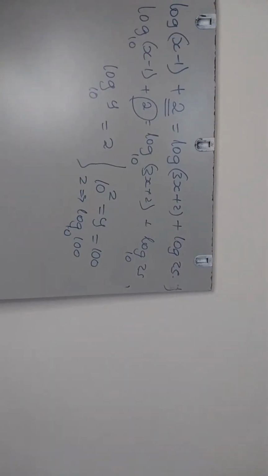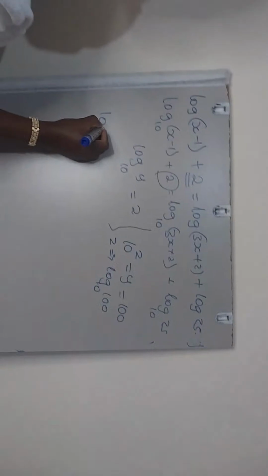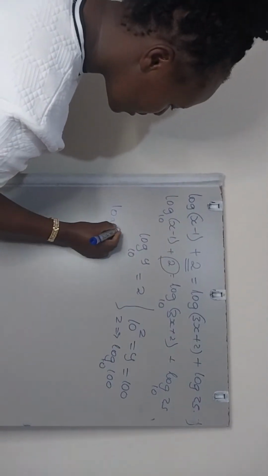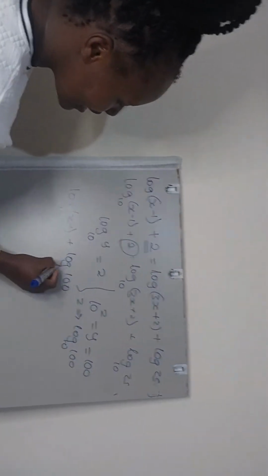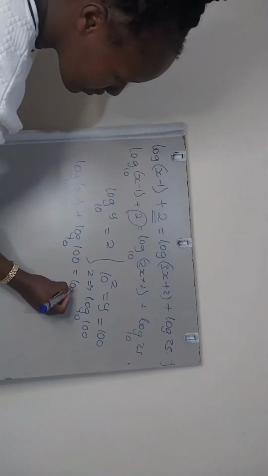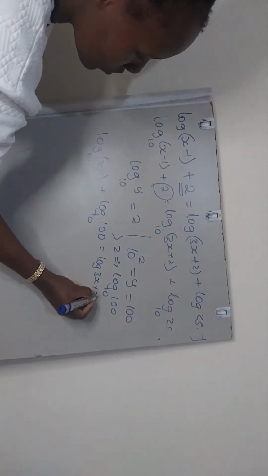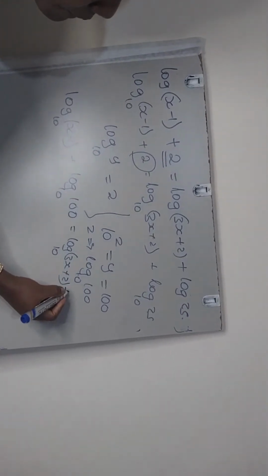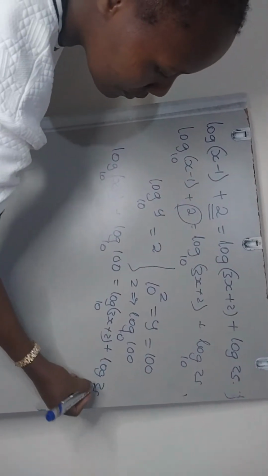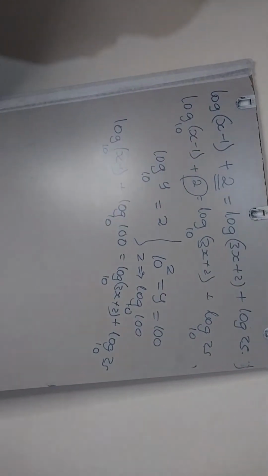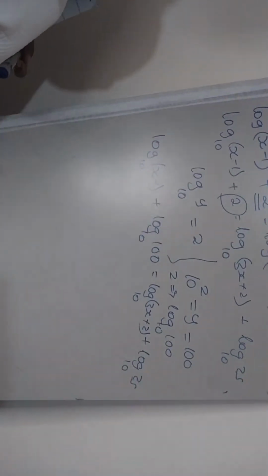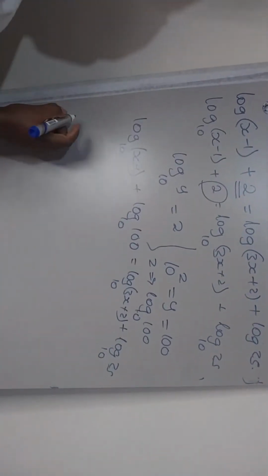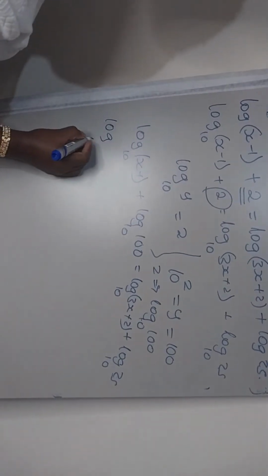We go ahead and rewrite this. It will be log(x minus 1) to base 10 plus log 100 to base 10 is equals to log(3x plus 2) to base 10 plus log 25 to base 10. Good. Once you have gotten there, the mathematics is done simply because all of them have a similar base. Now, let us remove the log to base 10.